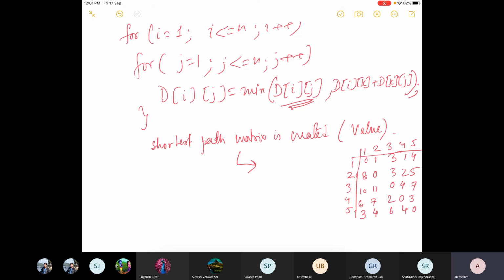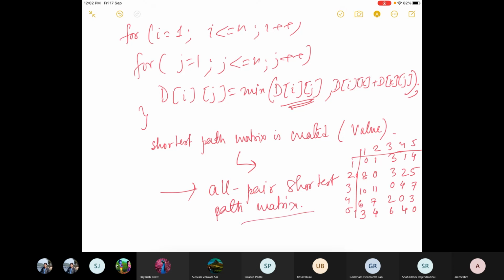you take up any pair of vertices and look at the corresponding cell. That is the shortest path length between those pair of vertices. So that is why this is also the all pair shortest path. Given this path matrix, you can immediately identify all the shortest path lengths.